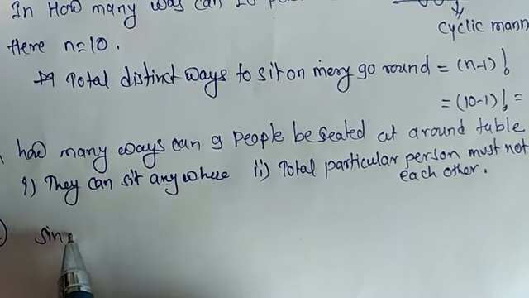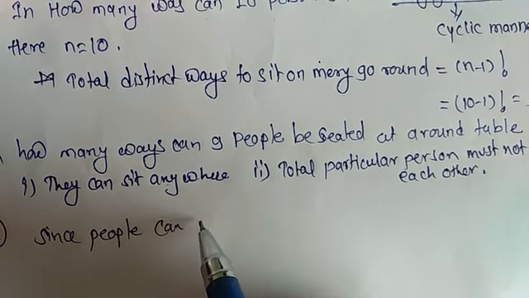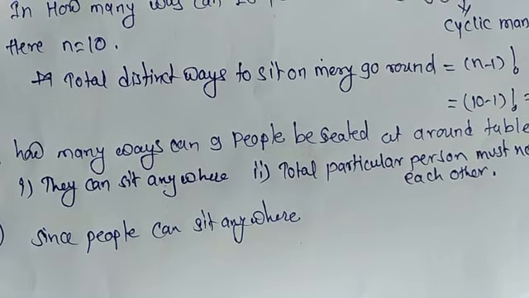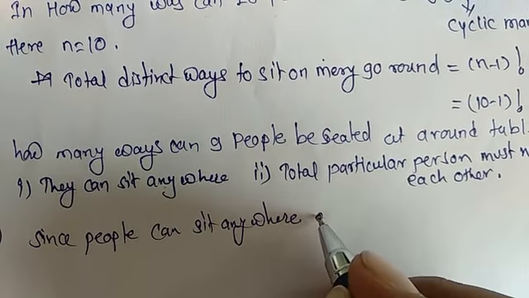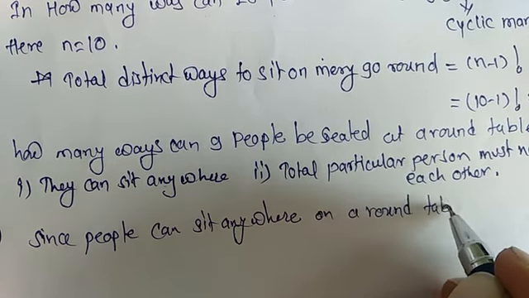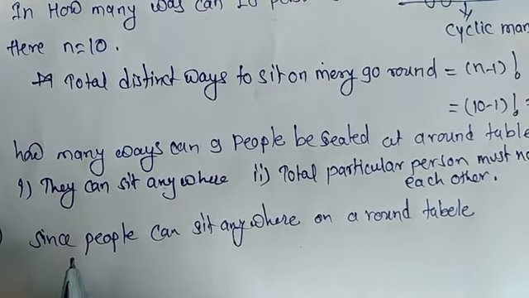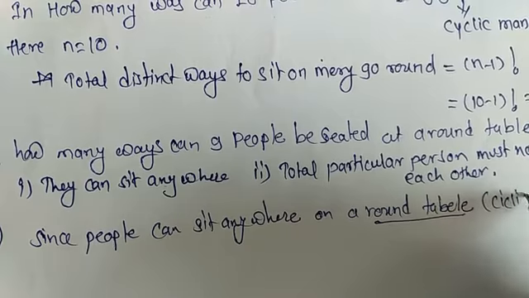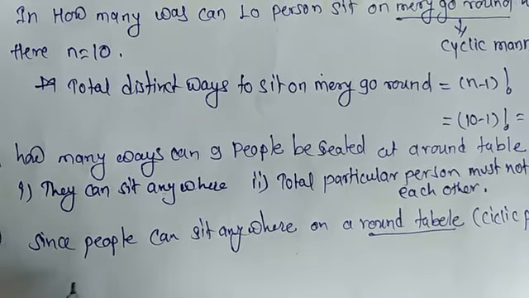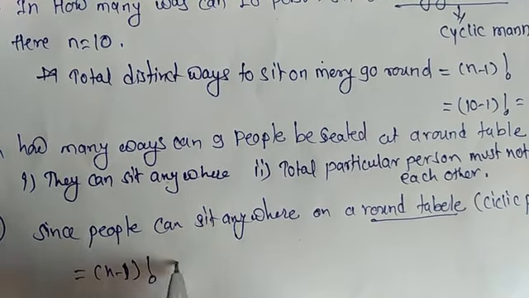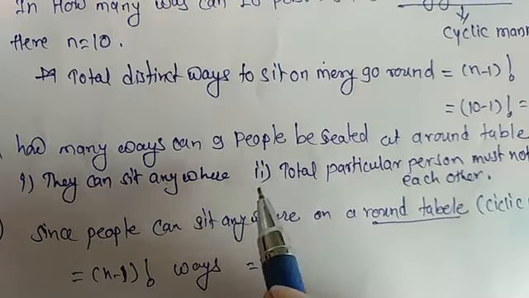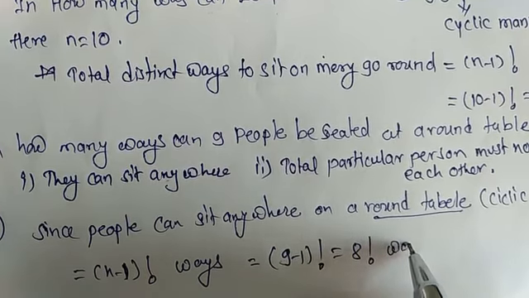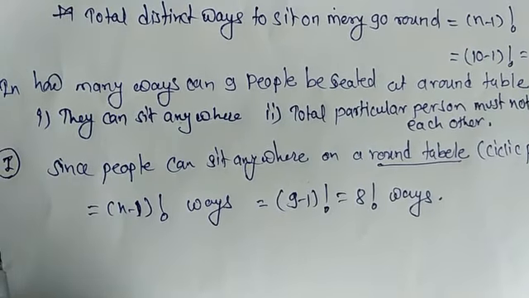So for the first case, since people can sit anywhere on a round table, and a round table means cyclic permutation, there are n minus 1 factorial ways, which is equal to, with n equal to 9, 9 minus 1 factorial, which is 8 factorial ways. So the first answer is 8 factorial.